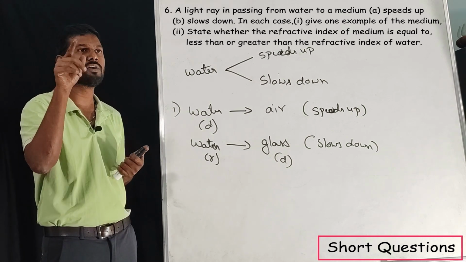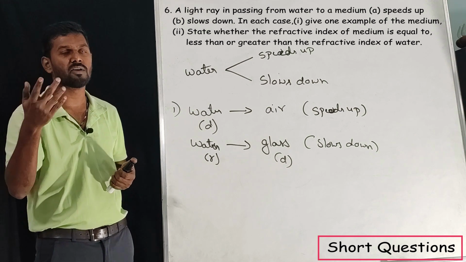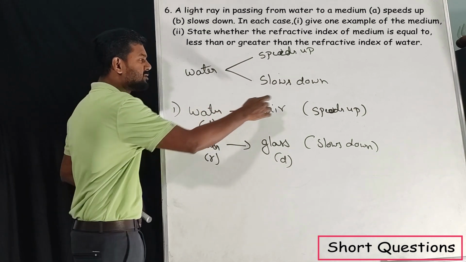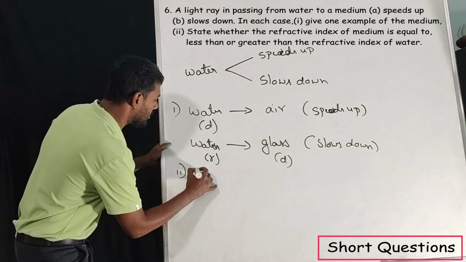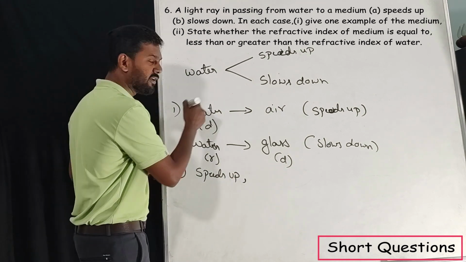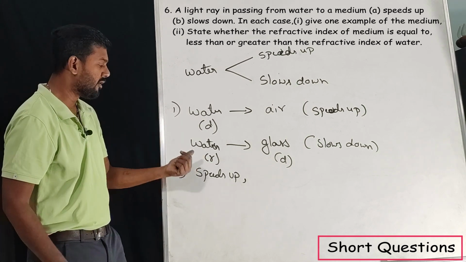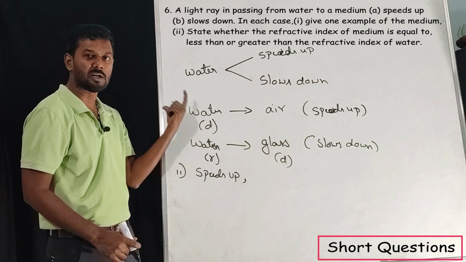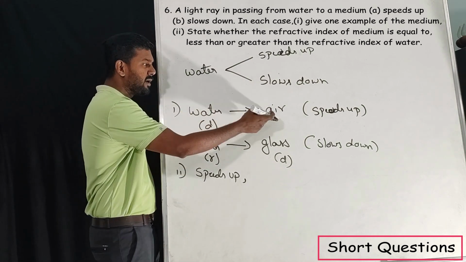Now we'll go for the second sub question. State whether the refractive index of a medium is equal to, less than or greater than the refractive index of water. See, first we have to take the same example. When it speeds up, the refractive index of water will be greater than the refractive index of air. Keep this in mind. When the speed of light increases, here the first medium is water, then the second medium is air.